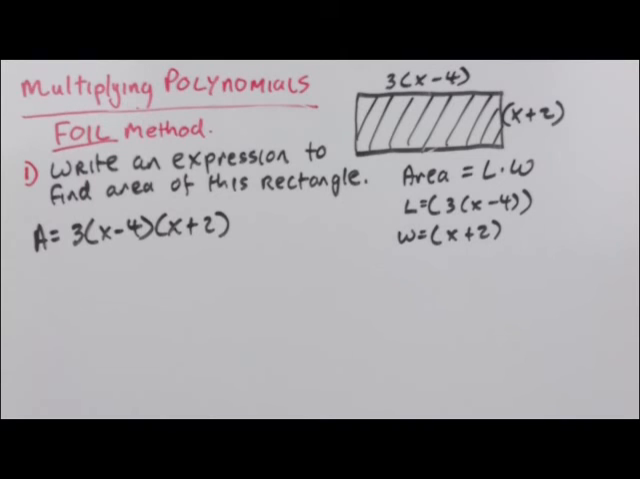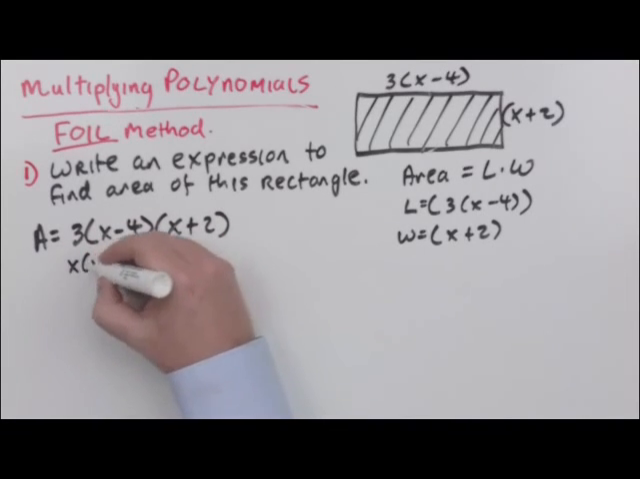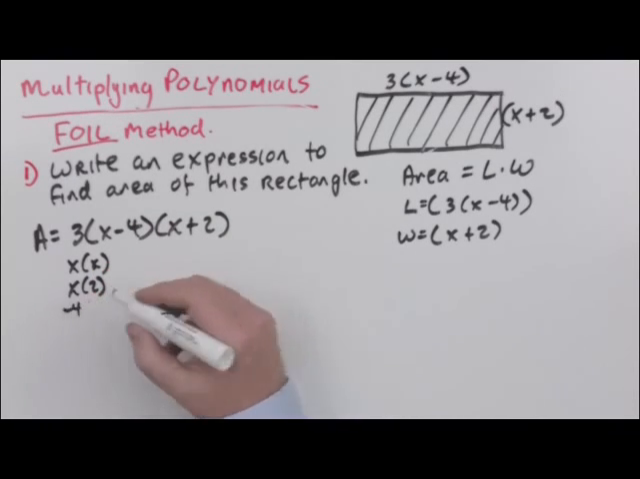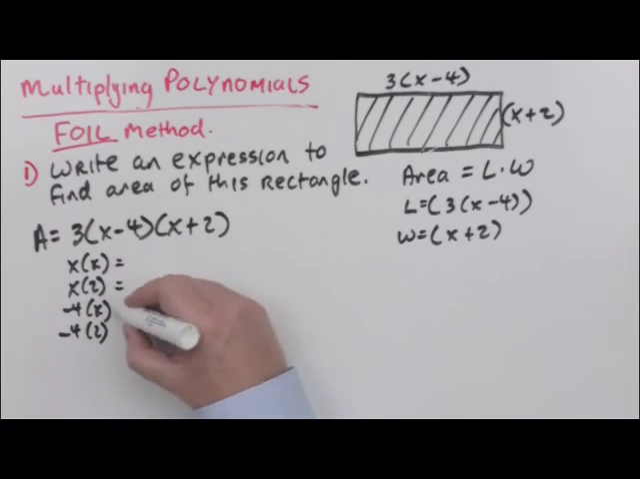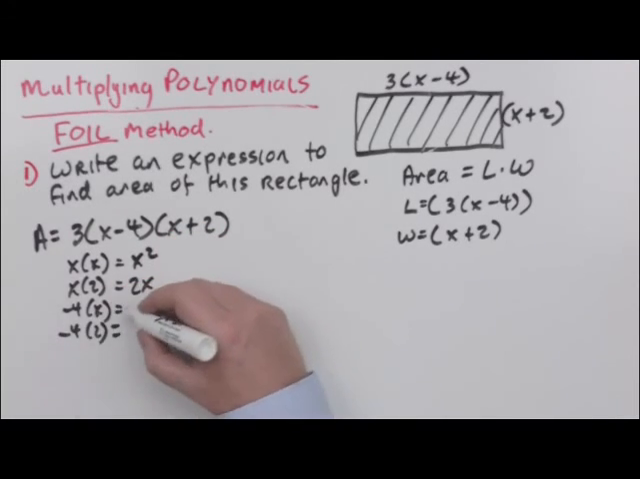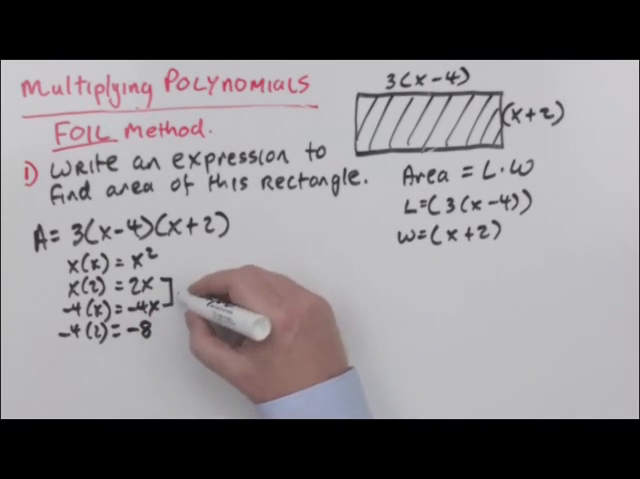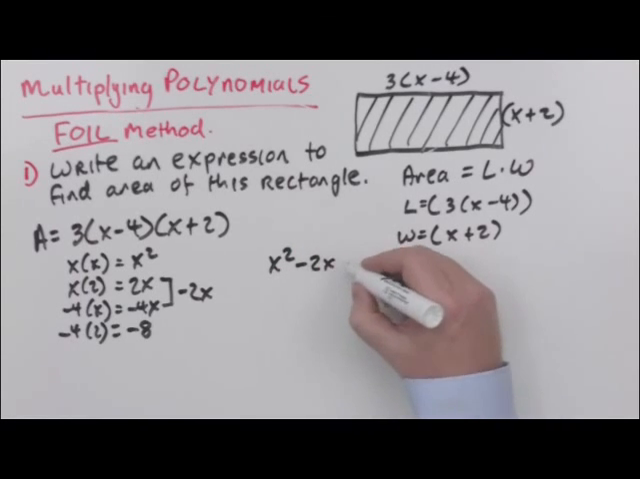So let's see, I have x times x. That's the first terms, x times x. Then the outside terms, that's x times 2. Then the inside terms, negative 4 times x. And then the last terms, negative 4 times 2. Let's see, that would be x squared. X times 2 is 2x. Negative 4x and negative 8. I've got to combine like terms. 2 minus 4 is negative 2x. So here I have my partial answer, x squared minus 2x minus 8.